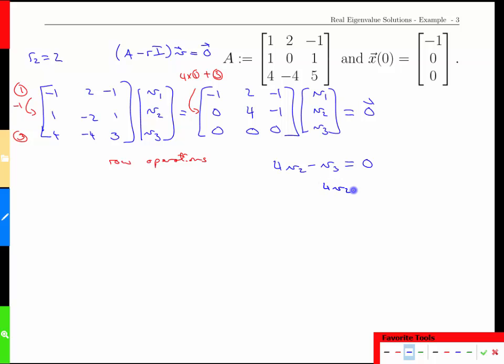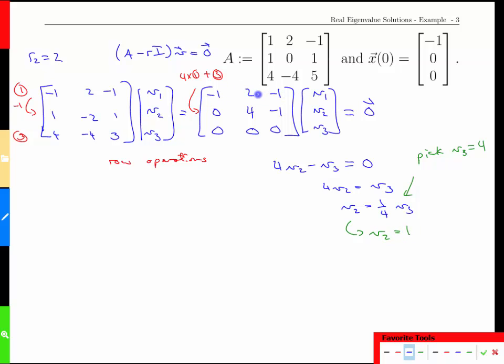So 4v2 equals v3. So v2 is equal to 1/4 of v3. We get to pick a value. We'll pick it so it's a nice integer. Not just v3, but also v2, so we'll pick v3 to be 4, and that will immediately give us that v2 is going to be positive 1.